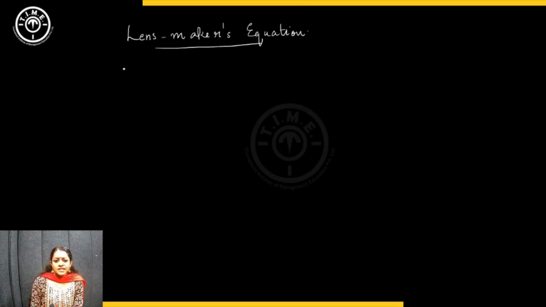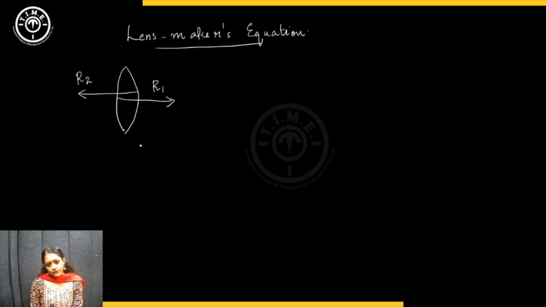Let us consider first of all a convex lens. So this is a double convex lens. Let us take R1 as the radius of curvature of its first spherical surface, and let us take R2 as the radius of curvature of the second spherical surface. Let us consider this as an equiconvex lens, so the radius of curvatures will be same for both the spherical surfaces.